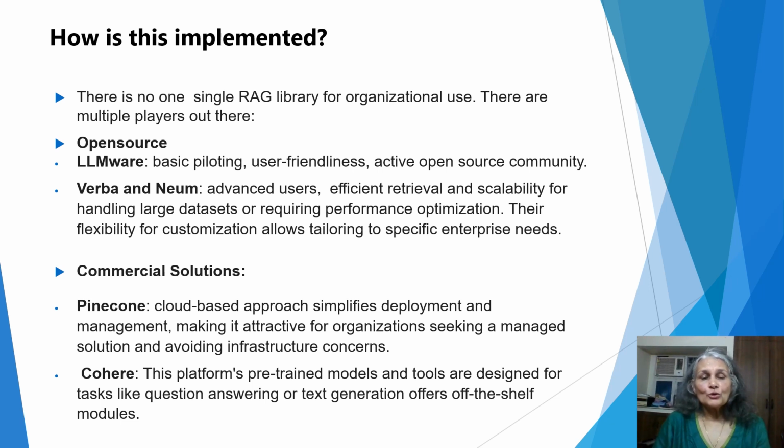Within the open source, you also have more advanced libraries. Verba and Neum are two advanced libraries which are for more advanced users. They have efficient retrieval and scalability for handling large data sets. They can also do performance optimization. They are extremely flexible solutions which can allow a lot of customization and tailoring to specific enterprise needs. The con for Verba and Neum is that they do require you to have a fairly expert team in place to be able to leverage them.